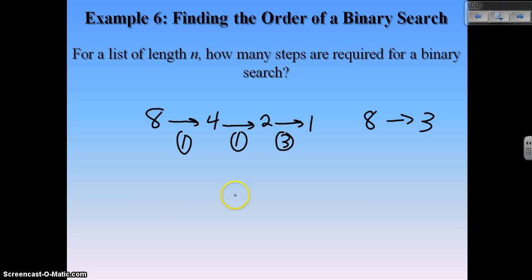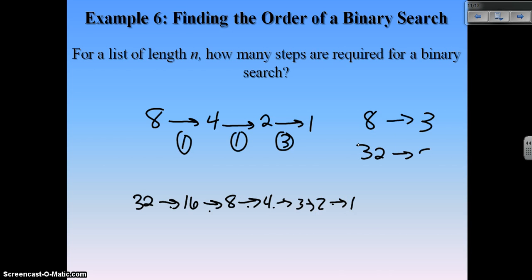Okay, so let's try, I don't know, 32. 32 could go down to 16. 16 could go down to 8. And then we saw up here to 4, 2, and then eventually 1 if you have to. How many searches is that? 1, 2, 3, 4, and 5. So 32 yields 5. Now what's the relationship between these numbers?